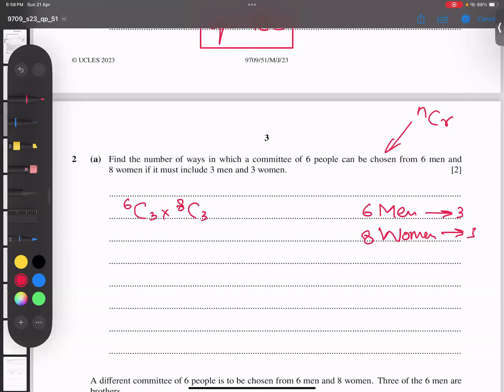And if I type this into the calculator, 6C3 times 8C3, the answer is 1120.